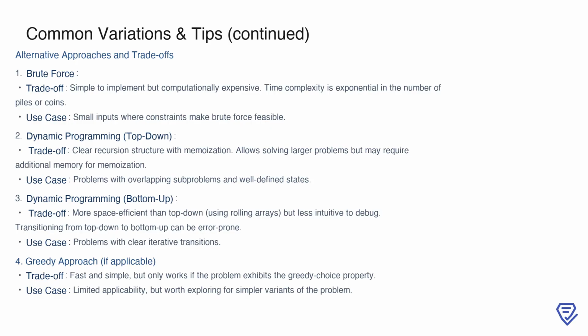Transitioning from top-down to bottom-up often introduces its own challenges. Lastly, a greedy approach, if applicable, can be a quick and simple solution. However, it only works for problems that exhibit the greedy choice property, meaning local optimal choices lead to a global optimum. This makes it less universally applicable, but worth considering for simplified versions of the problem. Understanding these trade-offs will help you select the best approach based on the problem's constraints and requirements.